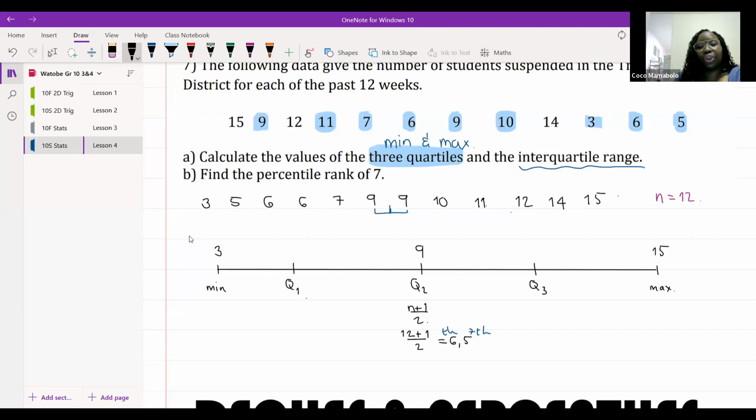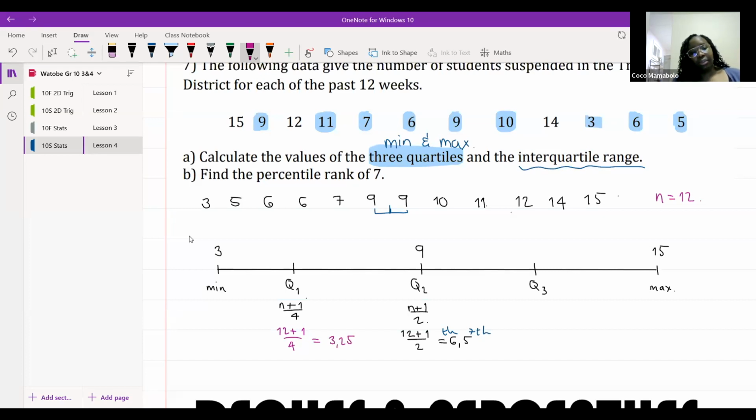Okay. For Q1, again, (n plus 1) over 4. So I'm going to have 12 plus 1 divided by 4. 13 divided by 4 should give me what? 3,25. Oh, no, I'm lying. 13 divided by 4, 3,25, correct.